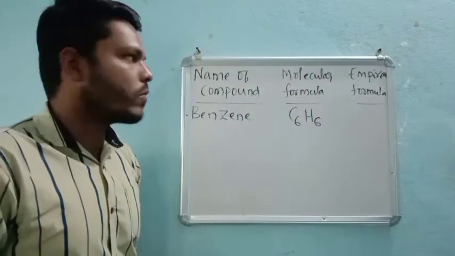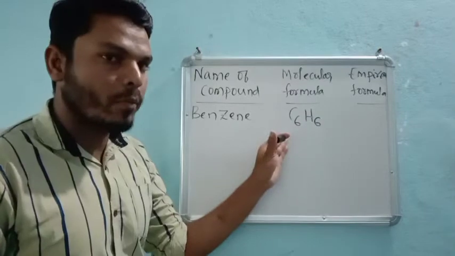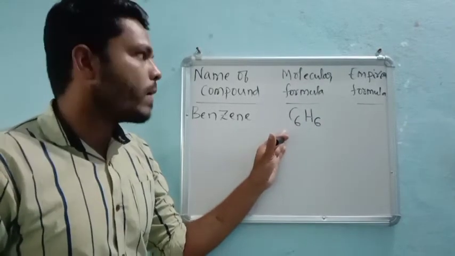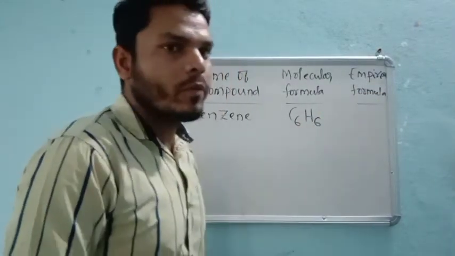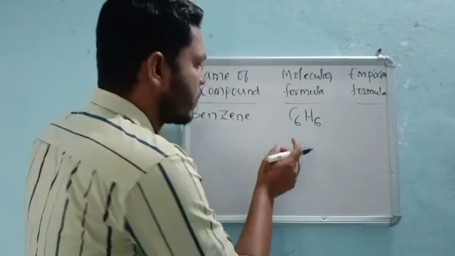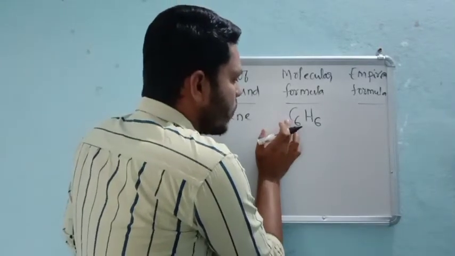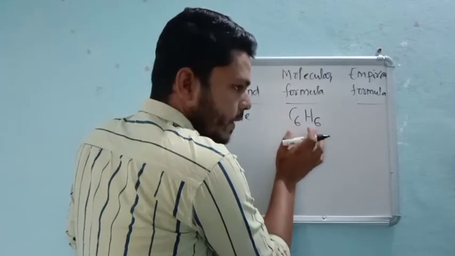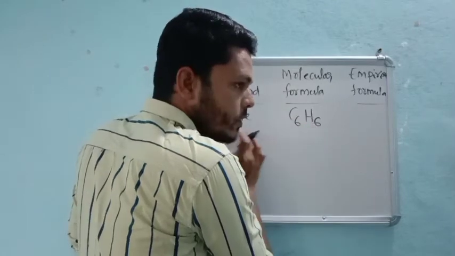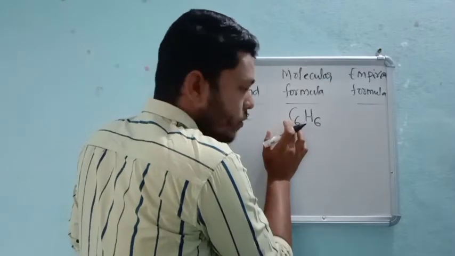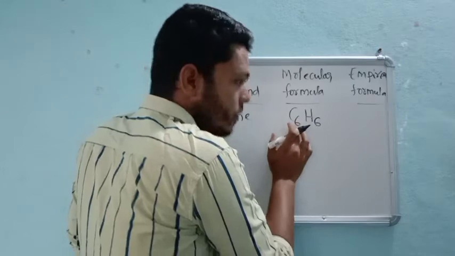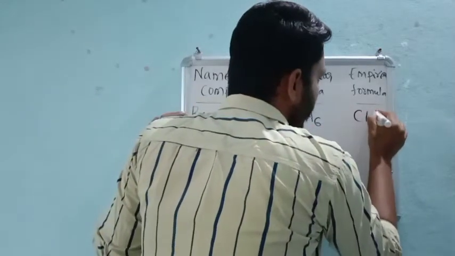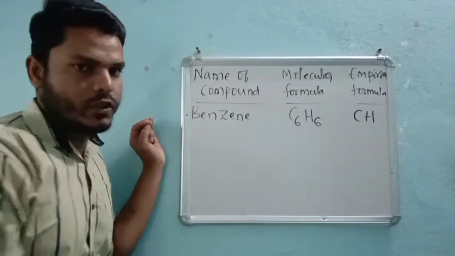C6H6. So now this is the complete actual number of elements present in a compound. But what about empirical formula? The relative number of elements. That means how many different elements are present in benzene? Only two. What are those? H and C. So thus our empirical formula becomes C and H, or HC.